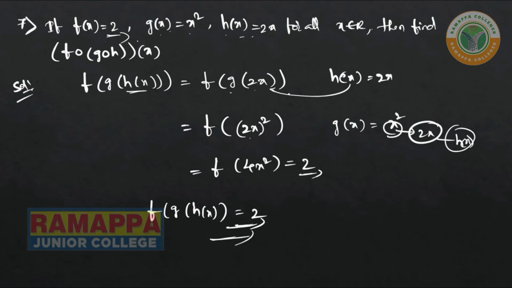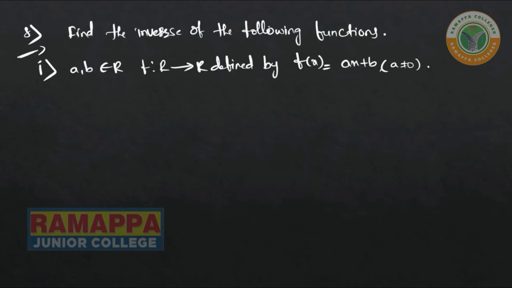Okay, this is the solution here. Now move to the next question here. This 2 is a constant here, we can't do anything with this one. There is no x plus anything, so directly we are writing 2 as a constant here. Now the 8th one: find the inverse of the following function, he is asking us.